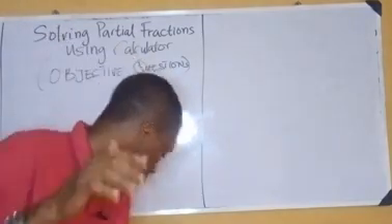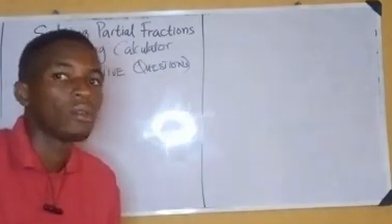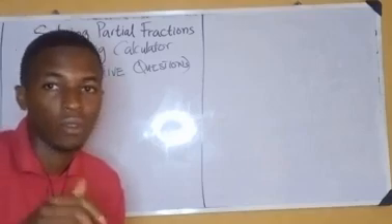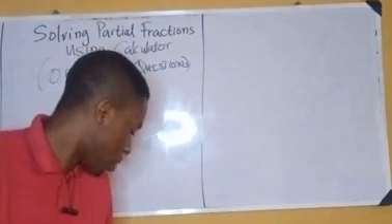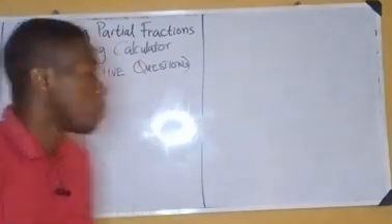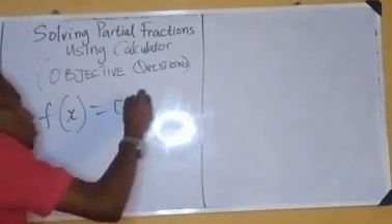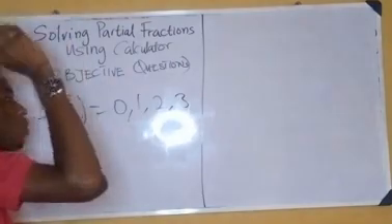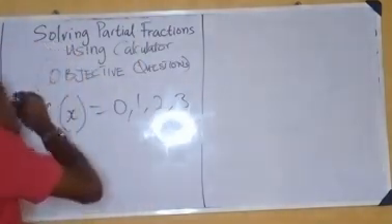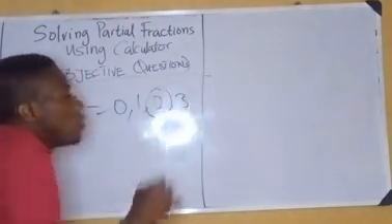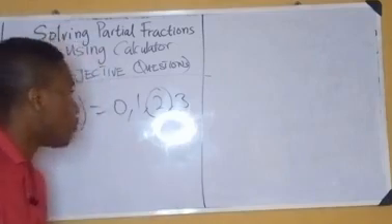Before we go further, I want you to learn the basics of these partial fractions, most especially with this calculator. The basics you'll be looking at is the basics of function, where you have f(x) for 0, 1, 2, and 3. What we'll be using in our function to solve this partial fraction is 2. We'll be making use of 2.